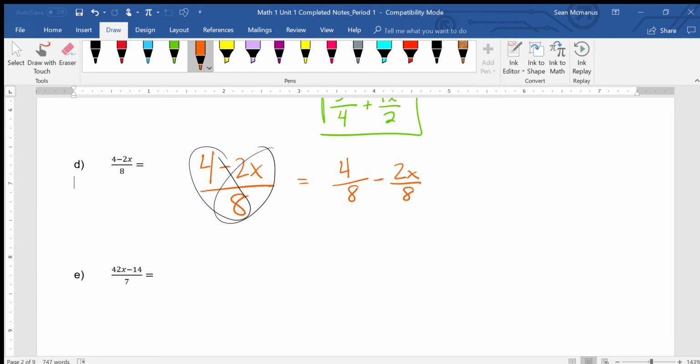And again, trying to kind of wean ourselves off of doing the little symbols in there and just do some mental math here. 4 and 8, the common factor would be 4. So 4 goes into 4 once, and 4 goes into 8 twice. And over here, 2 and 8, 2 goes into 2 one time, and 2 goes into 8 4 times.